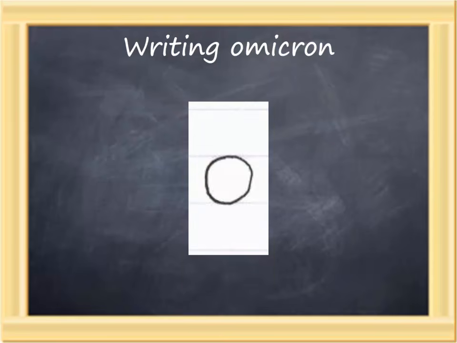This letter is easy. It's the omicron. It's a lowercase o. But it's always the short o. It's never pronounced long o. Always short o. Omicron. Practice this simple circle several times.